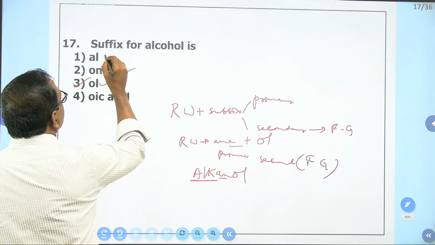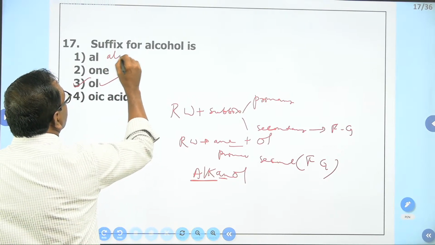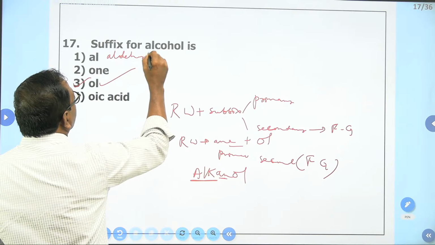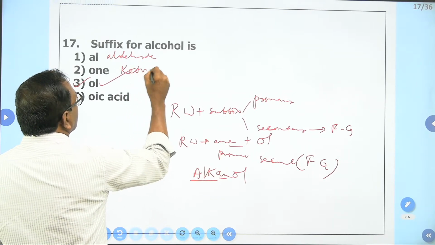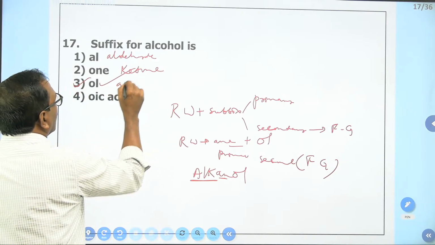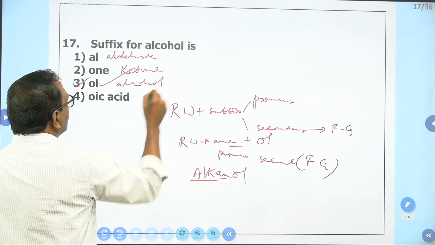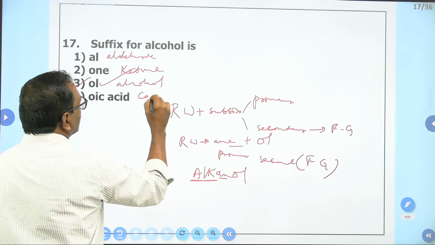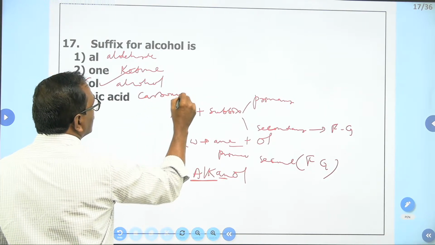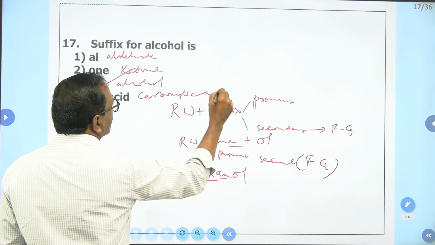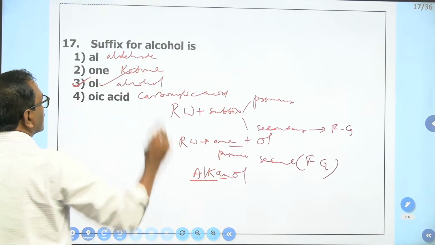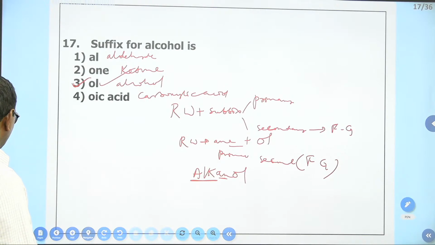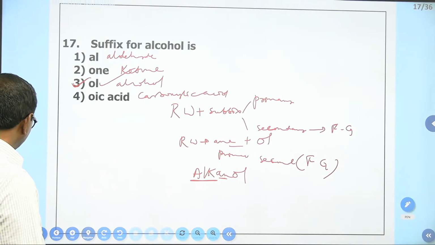Now AL is the suffix for aldehyde. ONE is the suffix for ketone. OL is the suffix for alcohol. Oic acid is the suffix for carboxylic acid. But what is the question? Suffix for alcohol means OL. The third option is the right answer. Next question.